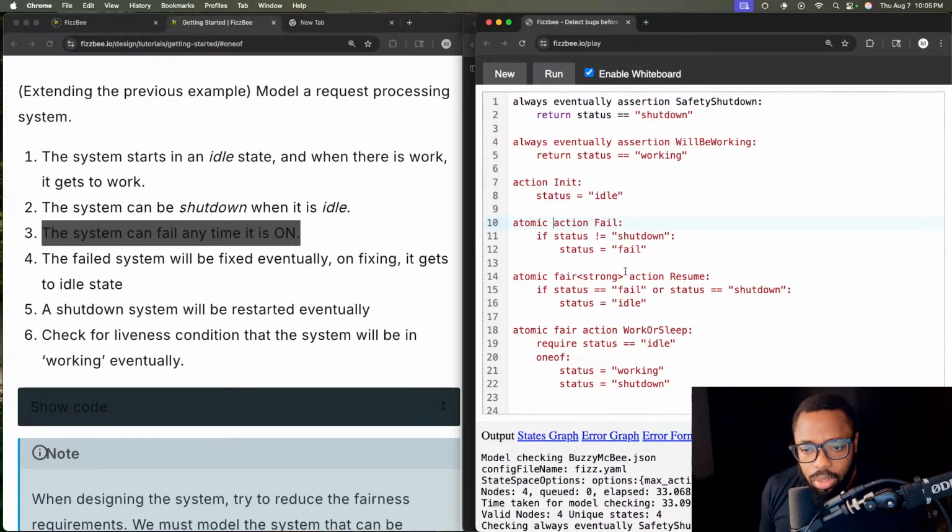Like if your system is not shut down and it's either idle or working, there's no reason for you to expect a failure just because.